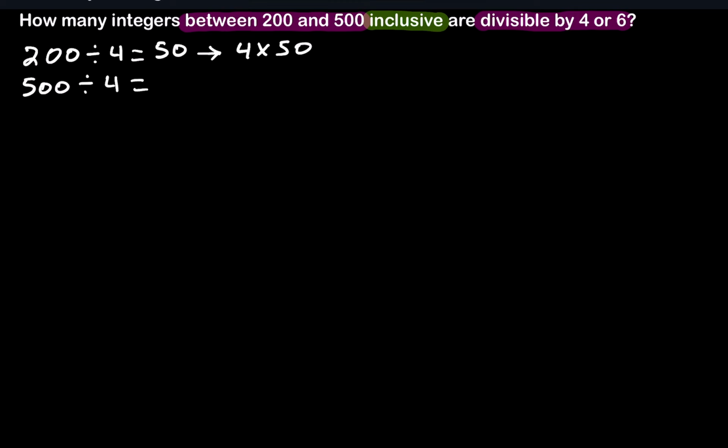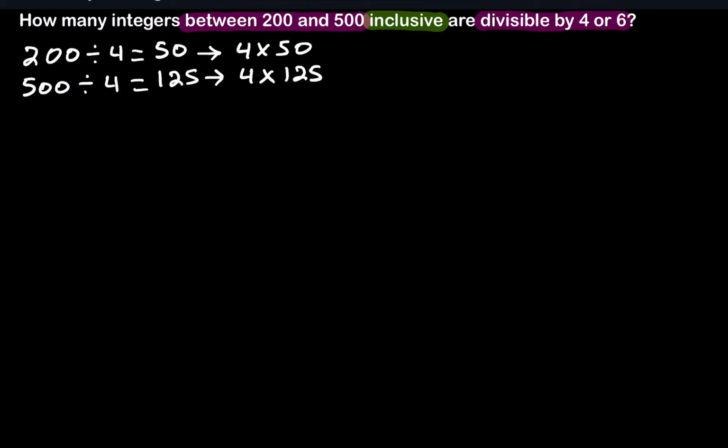So let's go ahead and do that. Take 200 divided by 4. That's equal to 50. And our first multiple is 4 times 50. And then we're going to take 500 divided by 4. This is equal to 125. And our last multiple in this range is 4 times 125.